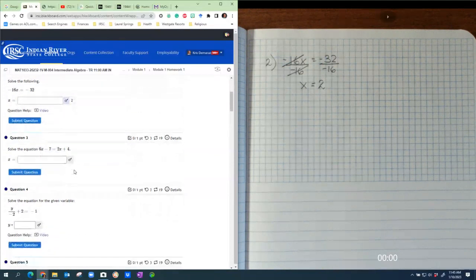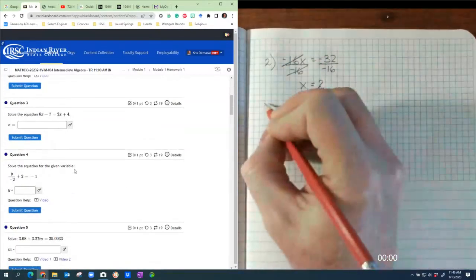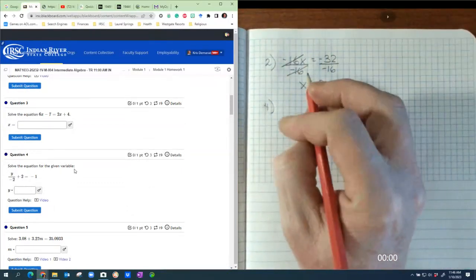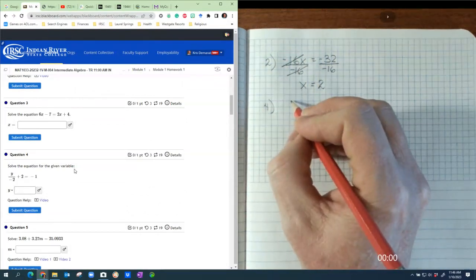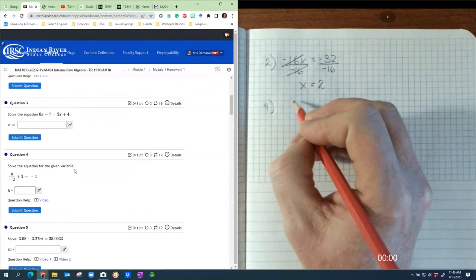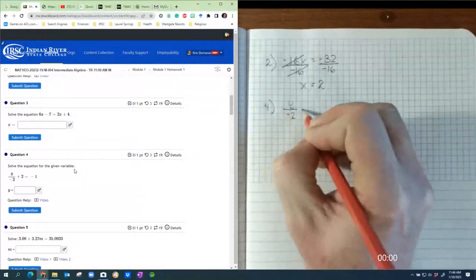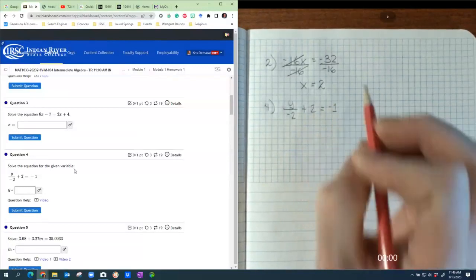All right, now I'm going to complete question number 4. If you have questions on the odd questions, let me know for later purposes. You can always text me if you're having problems with the odd questions. So y over negative 2 plus 2 equals negative 1.